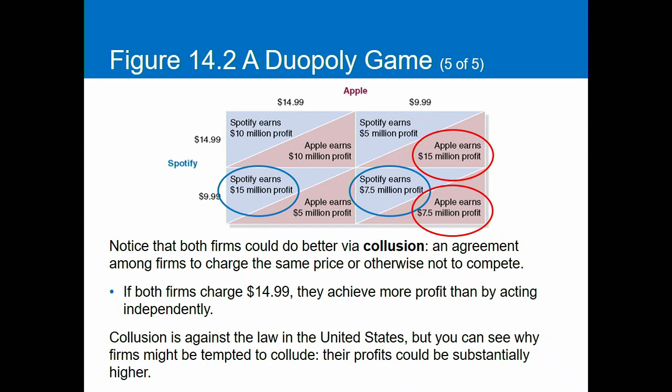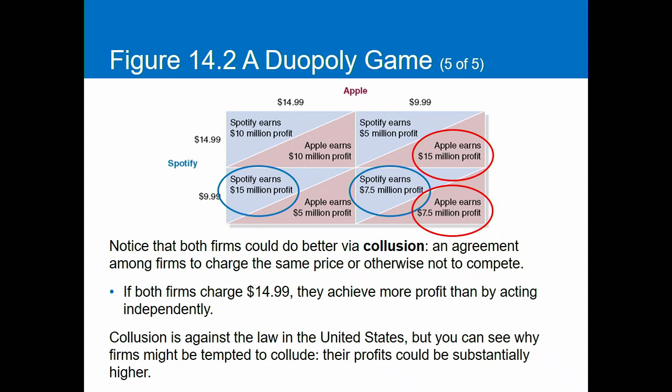Now in the US, collusion is illegal. Businesses can't get together and agree on strategies. Definitely a good thing for consumers in this case, but too bad for the firms, right? I'm not crying, but they're probably upset about that.